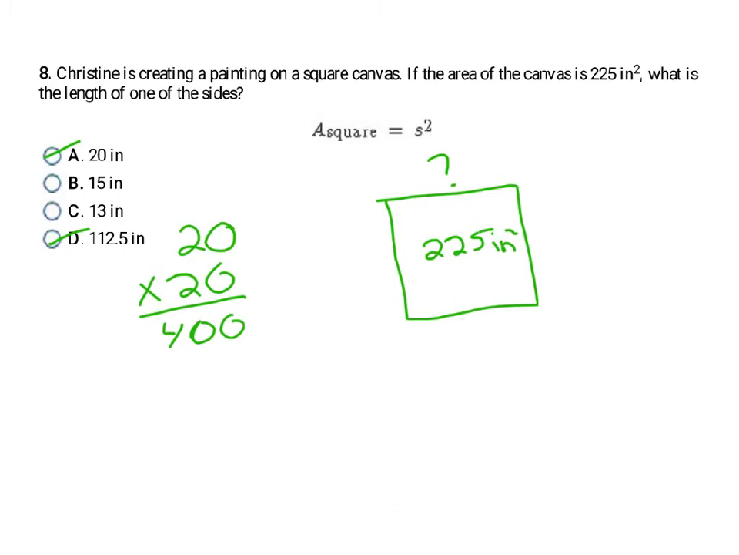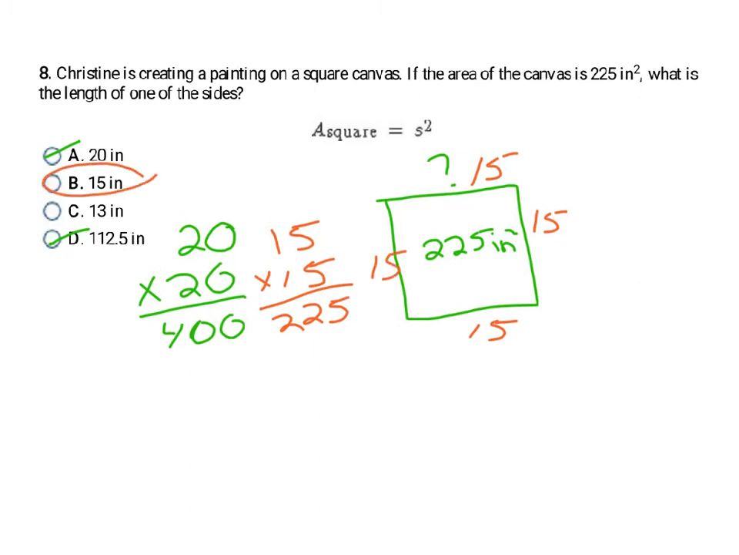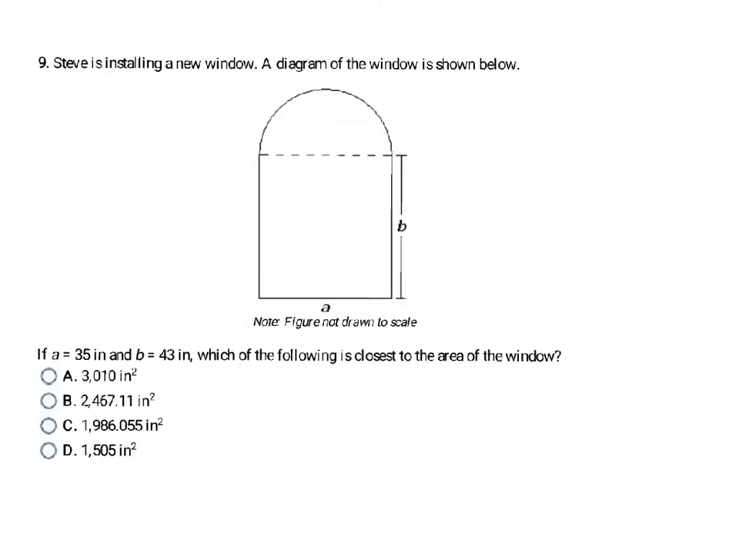And so then I'm going to look to see if I take 15 times 15, that's 225. So that means that if each of these sides of the square was 15, then my area would be 225 inches squared. So my answer is B.